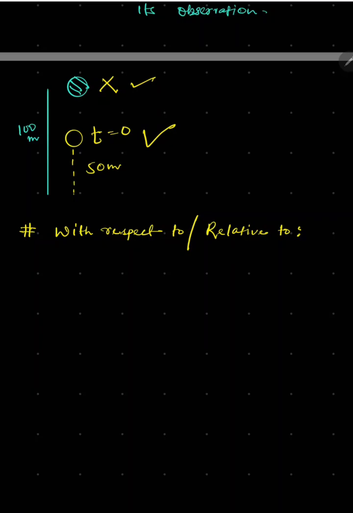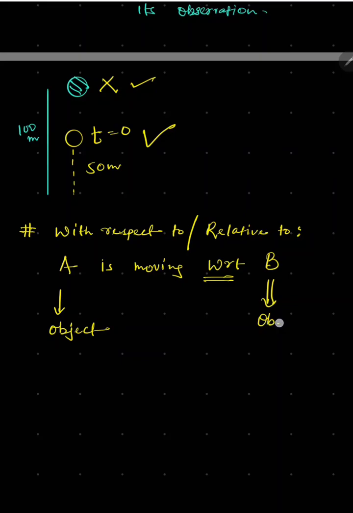Let's take a simple example. A is moving with respect to B. Or you can simply say, instead of with respect to, we can have relative to also. No difference will be there. So A is moving relative to B. So A will be the object and B will be the observer.